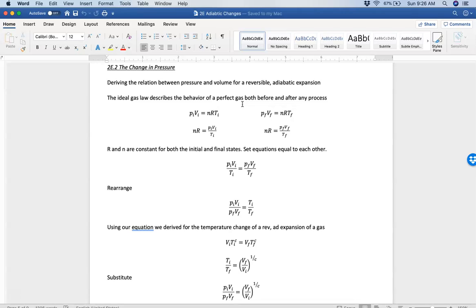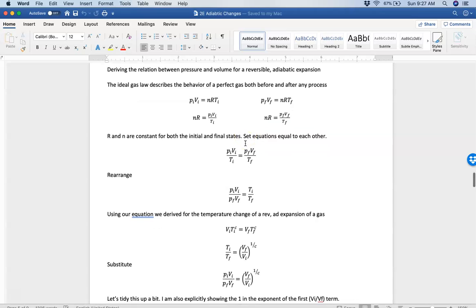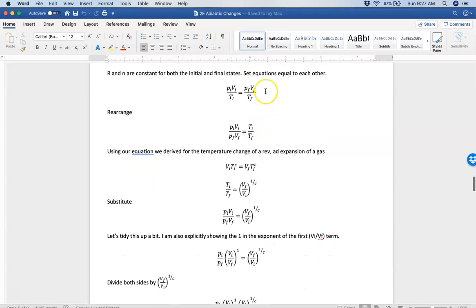So what we can do is write an equation, the ideal gas law, for both the initial values and the final values, where n and R are going to be constant. Because n and R are constant, we can rearrange the equation so the constants are on one side of the equation with all of our other variables that will change on the right-hand side, and we can do the same for our final values. So n and R are constant in both cases, so we can set both of these equations equal to each other. And that's what we see here.